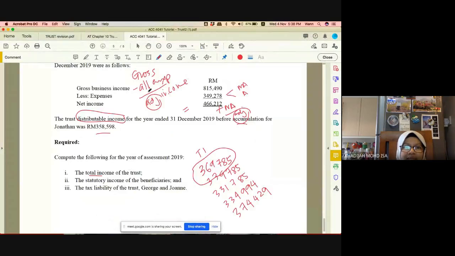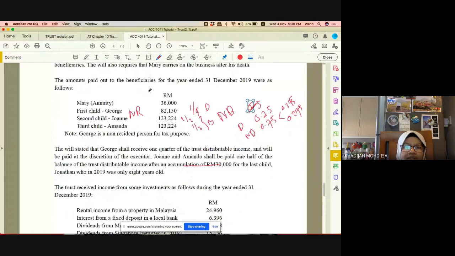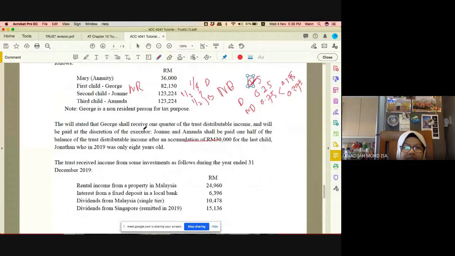Macam mula-mula tadi kan kita tengok soalan ni kan. Jaws ni macam ni kan. Receive 1/4 of the trust will be paid at the discretion of the executor. Dia mention 1/4, lepas tu ada discretionary. So you nak kena ambil apa? You ambil yang discretionary ni, you ambil kuat sikit lah. So dia jadi discretionary trust. And Joanne and Amanda paid 1/2. So bila 1/2 tu doesn't mention about the discretionary ke apa, jadi non-discretionary.